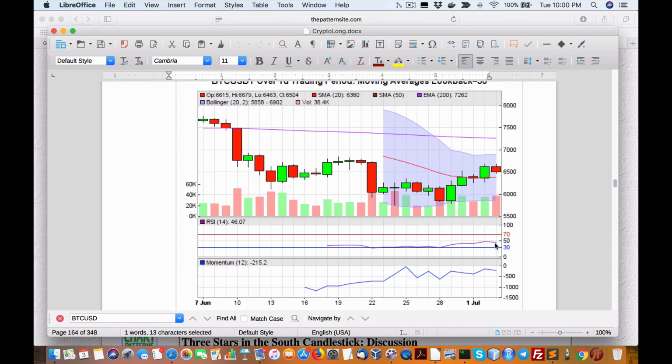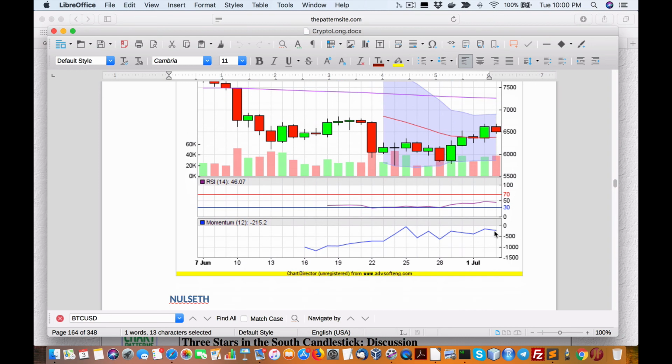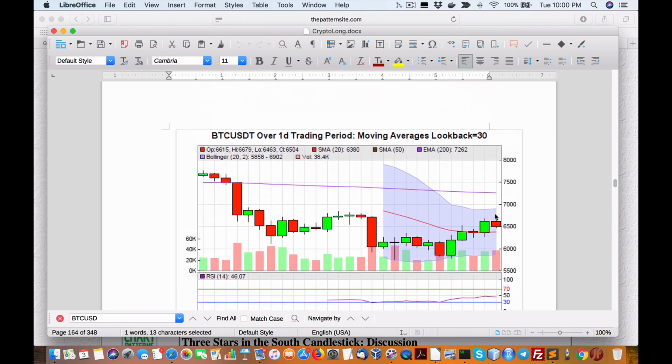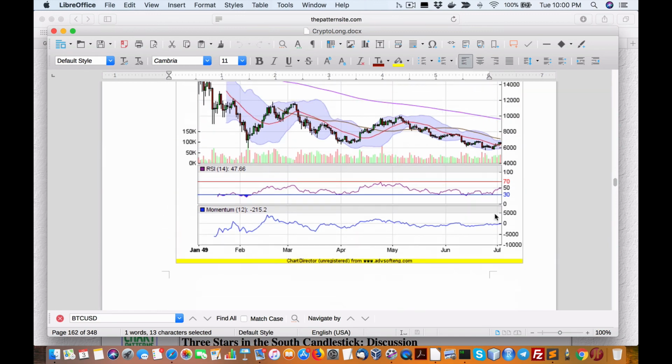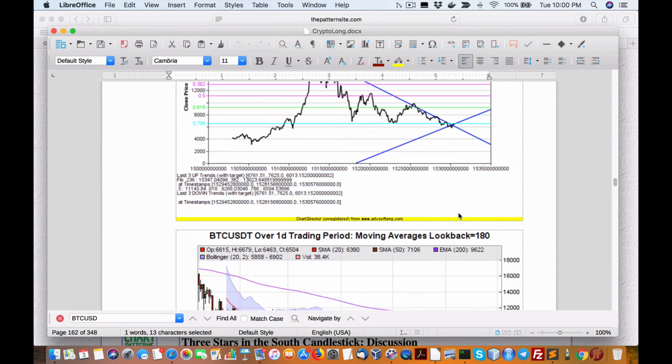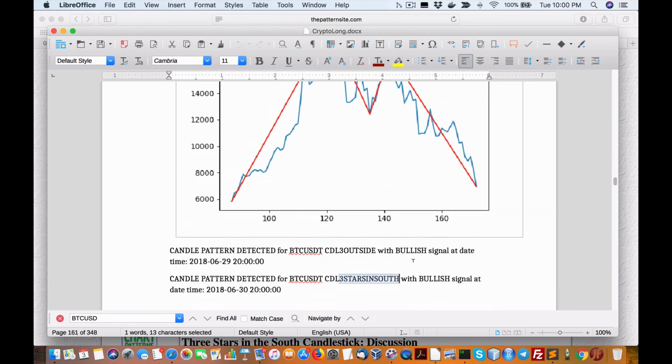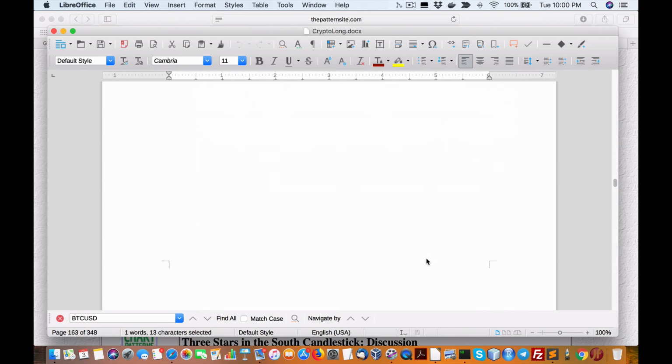So our RSI is at 50. You can see here that the RSI was at 30 right about here. Wait a day and it starts to go up a little bit and stays at 50. Momentum, lots of negative. I think this could move up, but it could drop off. This is something that you'd probably be wanting to watch, this particular one, but I just don't see this three stars in the south candlestick.